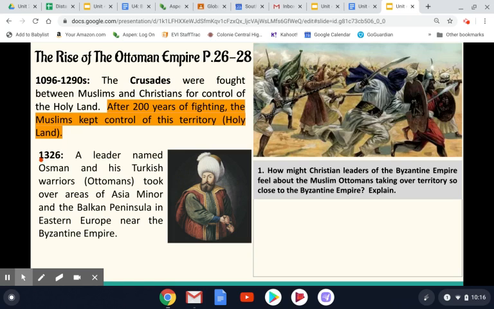So our next timeline information is 1326. A leader named Osman and his Turkish warriors, which we're calling Ottomans, took over areas of Asia Minor and the Balkan Peninsula in Eastern Europe near the Byzantine Empire.